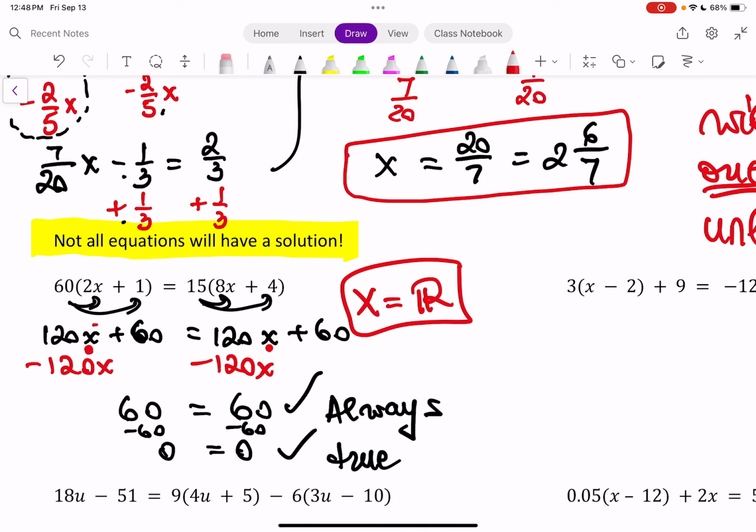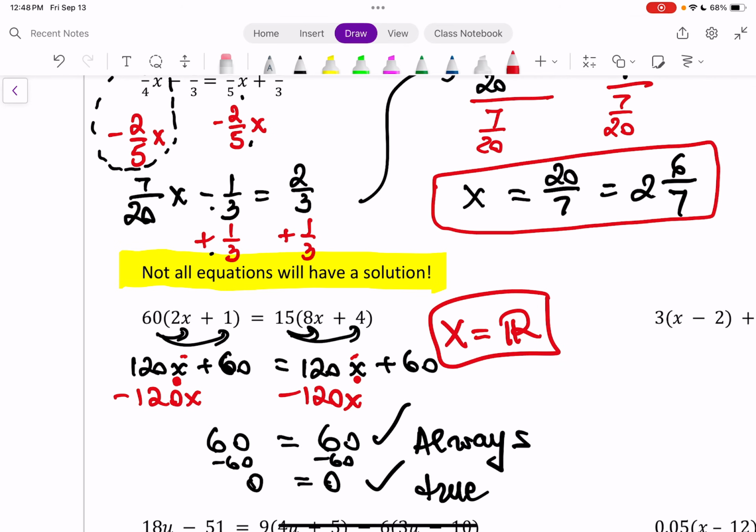Plug in a 0, you get 60 equals 60. Plug in a 1, you get 180 equals 180. Plug in whatever, the left-hand side will always equal the right-hand side. We call this equation an identity. In other words, the right side always is identical to the left side.